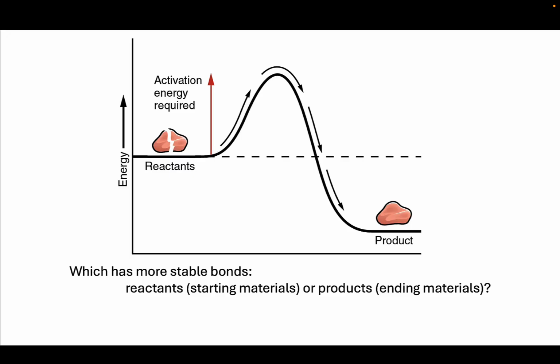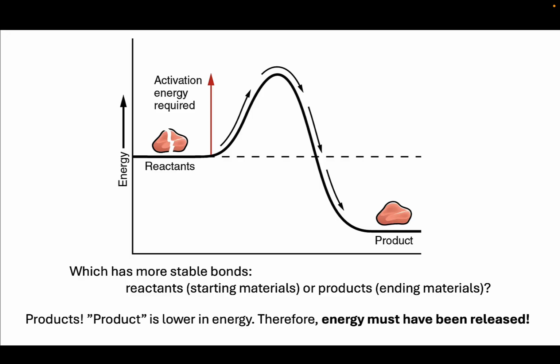And so when we look at this, we say reactants and products, right? Reactants start kind of midway up the energy. It takes a little bit to get the reaction going. This is common for all reactions. And then products end up lower on this graph. So which of these has more stable bonds? Go ahead and pause for a second and see if you can answer. Do the reactants or the products have more stable bonds?